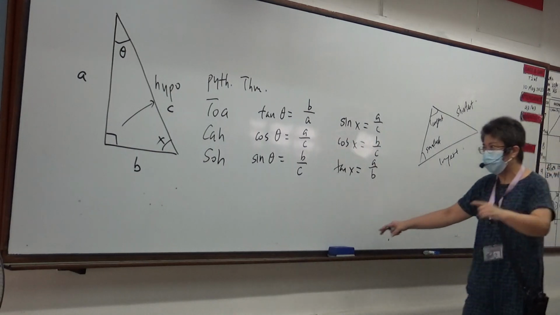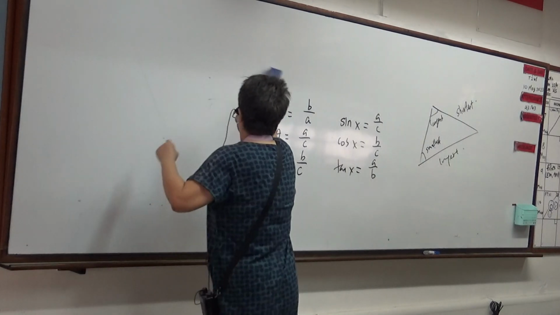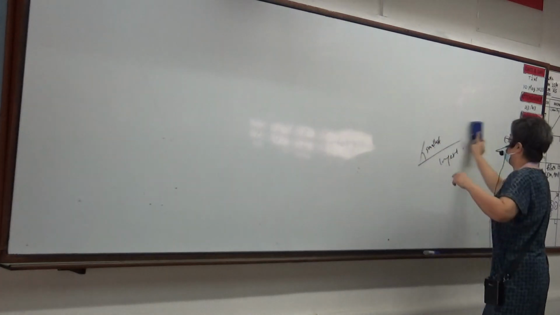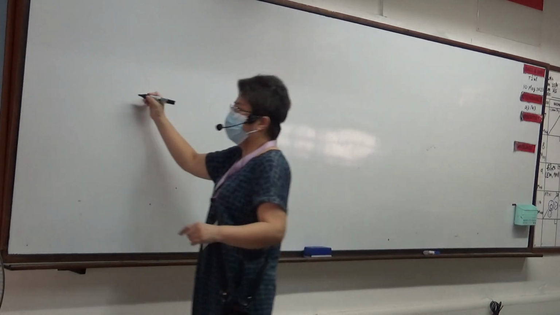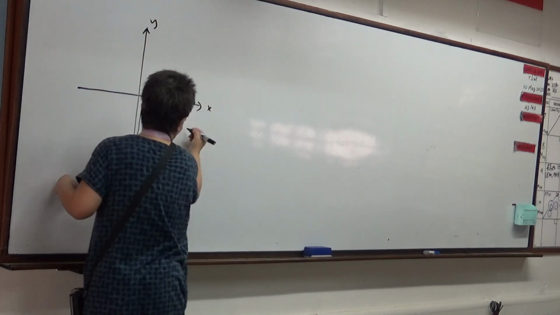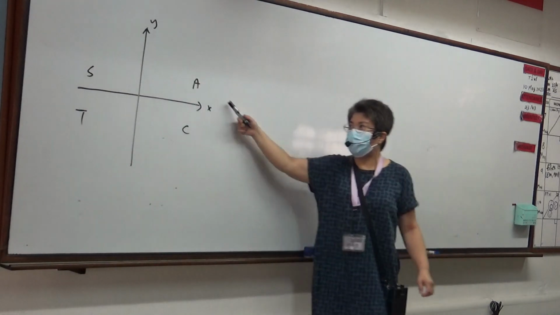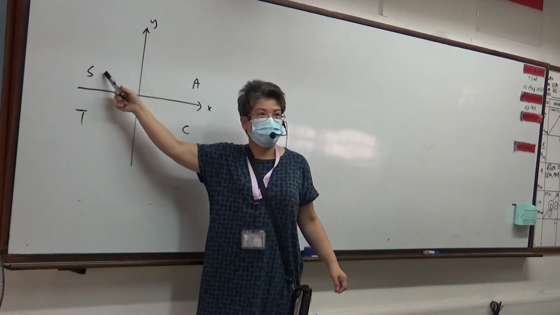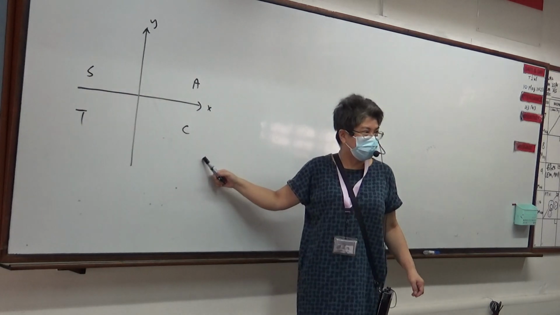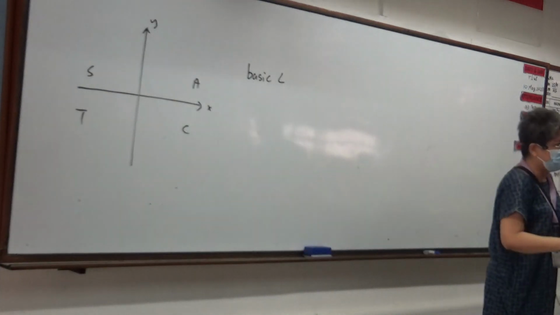Then I'm going straight to what I discussed yesterday, the CAST, but I'm going to restrict only to the first two quadrants. Now, what am I talking about? For your Cartesian plane, CAST, remember I told you, A stands for all ratios positive. What about S? Only sine positive. What about T? Tangent positive. What about C? Only cosine positive. And I talked about something called basic angle, or reference angle. I told you.